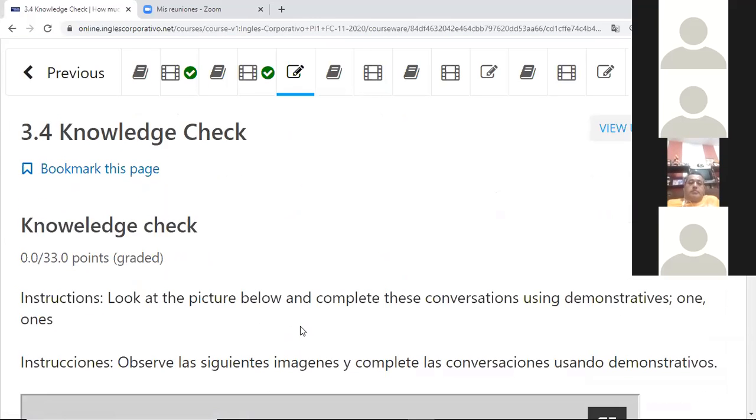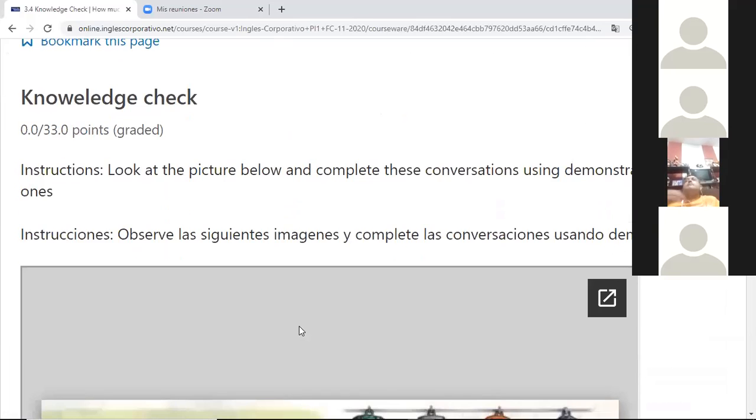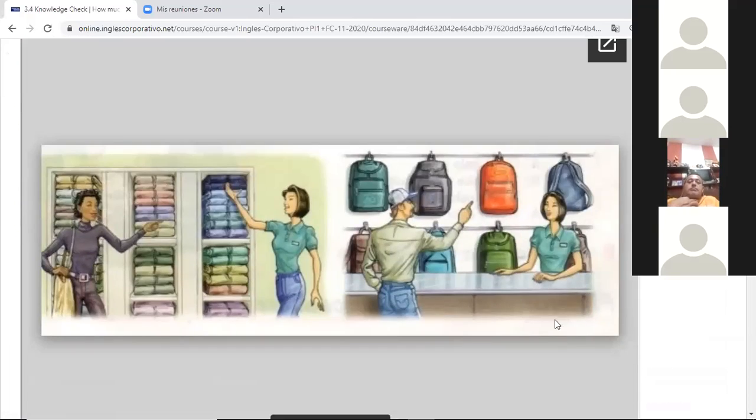Ya vimos cómo se usan this, that, those, and these. Ahora, one and ones. Y ahora vamos a ver cómo lo utilizan. Look. Here we have a picture with two women. One is the clerk and one is the client or the customer, right? In your opinion, Marvin, in this picture, which woman is the customer? The woman in green or the woman in purple, Marvin? The woman in green. Oh, the customer. The customer, yes. It's the woman in purple.